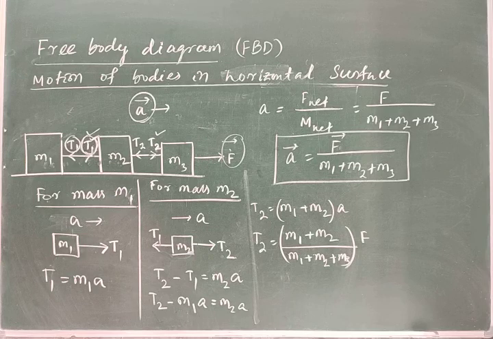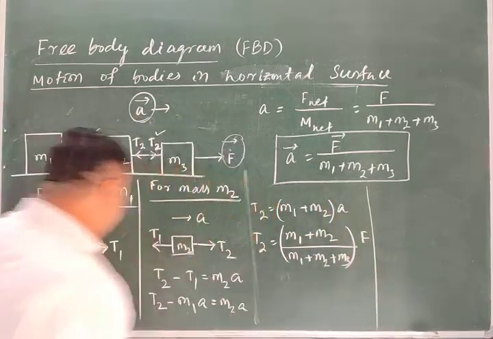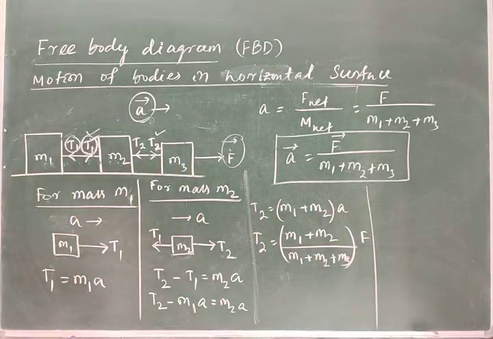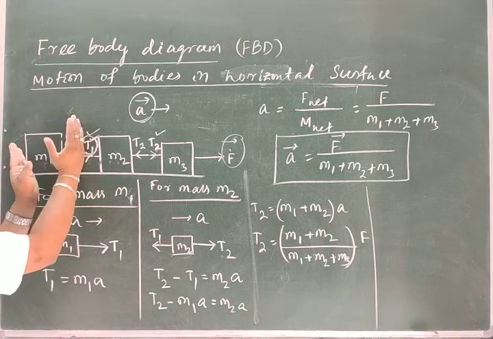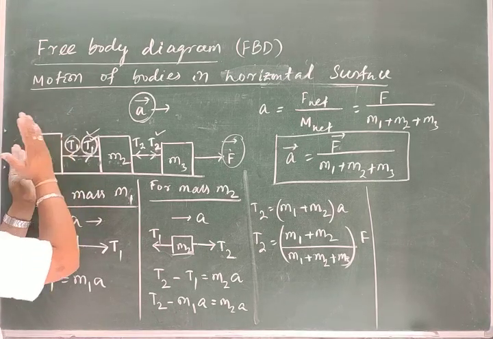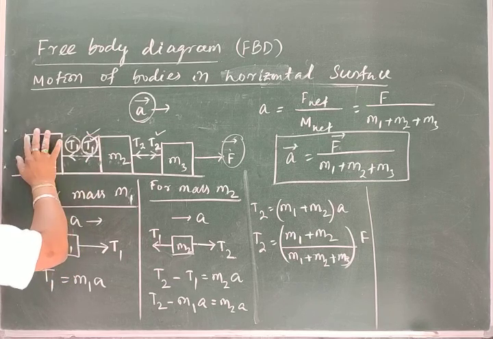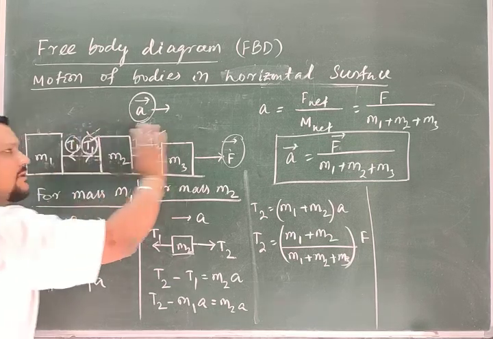Clear? So this is your T2. When you are calculating this T2, now you get an expression. When you were calculating for T1, that is M1 into A, which means this is the force on this body M1. So that is the concept you have to understand. This is the force on mass M1. It has no role to these things.